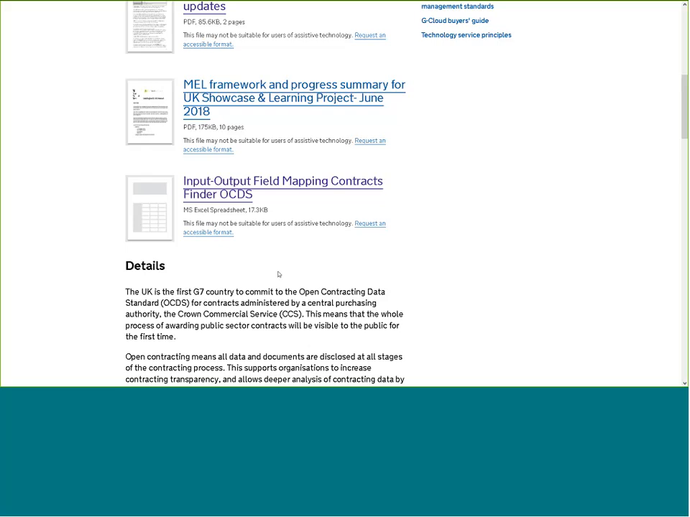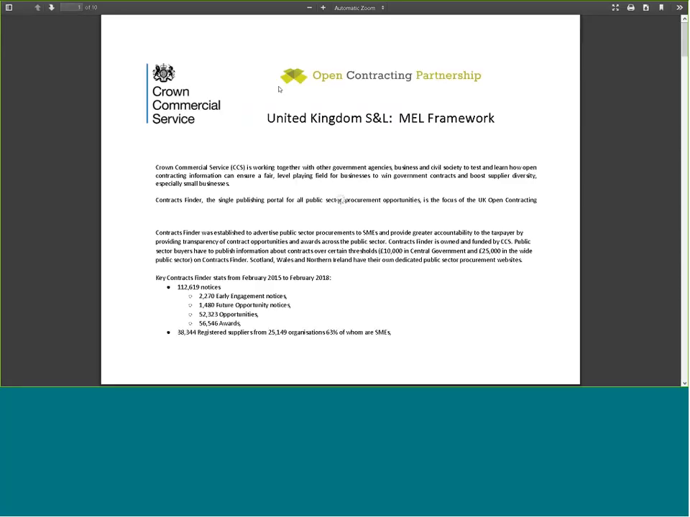In 2016, we signed up with the Open Contracting Partnership to have a showcase and learning project, set ourselves some very, sorry, someone send me some chat. So we've set up a system to pull that together into a dashboard to improve commercial decision making.